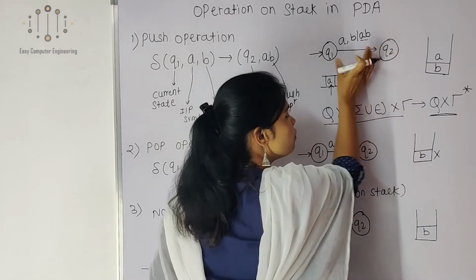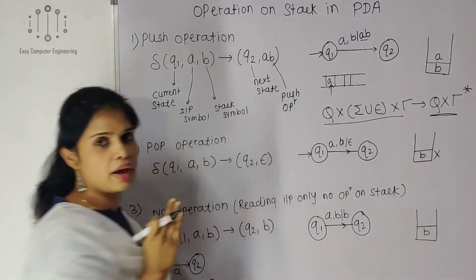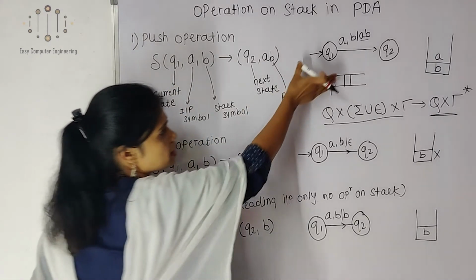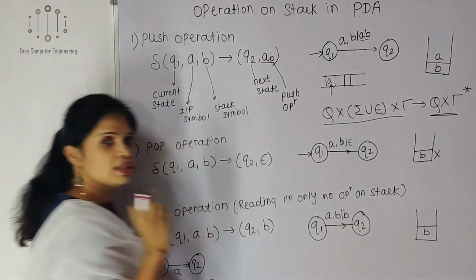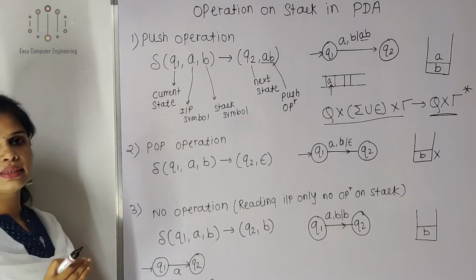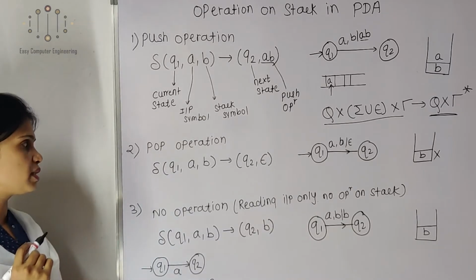So we can show this graphically, and this is the transition function. The same is represented over here. So this is the first operation, that is, a push into the stack. Now next is a pop from the stack.